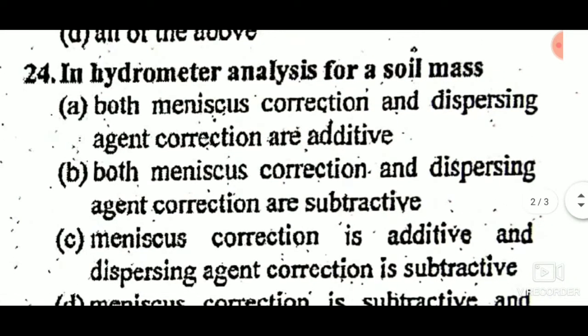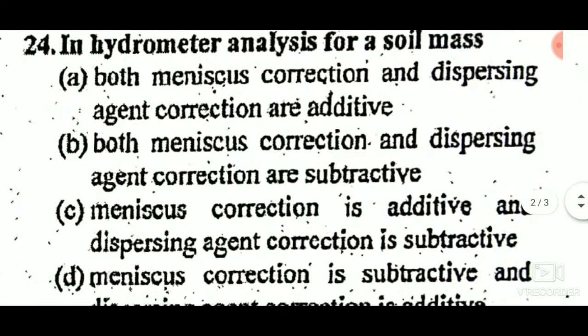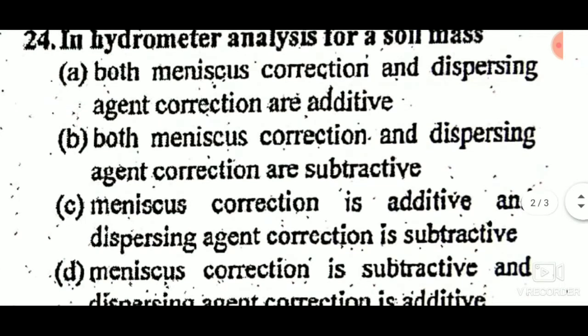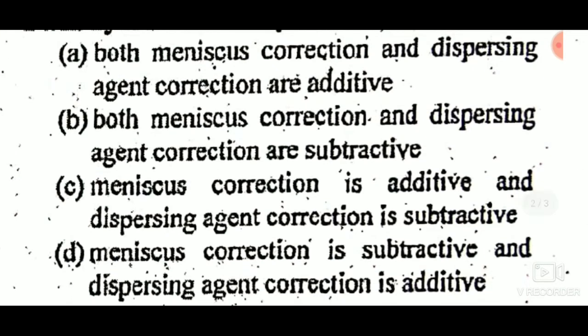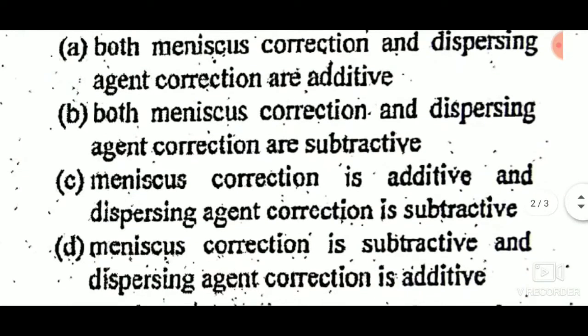Next question. In hydrometer analysis for a soil mass, option A, both meniscus correction and dispersing agent correction are additive. Option B, both meniscus correction and dispersing agent correction are subtractive. Option C, meniscus correction is additive and dispersing agent correction is subtractive. Here option C is correct. Meniscus correction is always additive and dispersing agent correction is always subtractive.